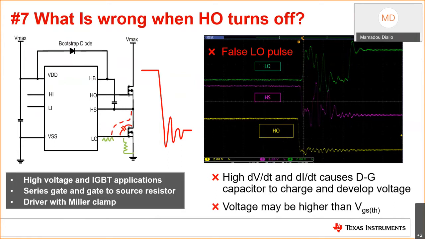To address this issue, it is recommended to use a gate to source resistor, which will allow the gate to be pulled low while also providing a path for the parasitic CGD current to ground, away from the driver IC's output. Another way to address this issue is a driver with Miller clamp, which may provide a low impedance path to sink the parasitic current away from the driver's output.